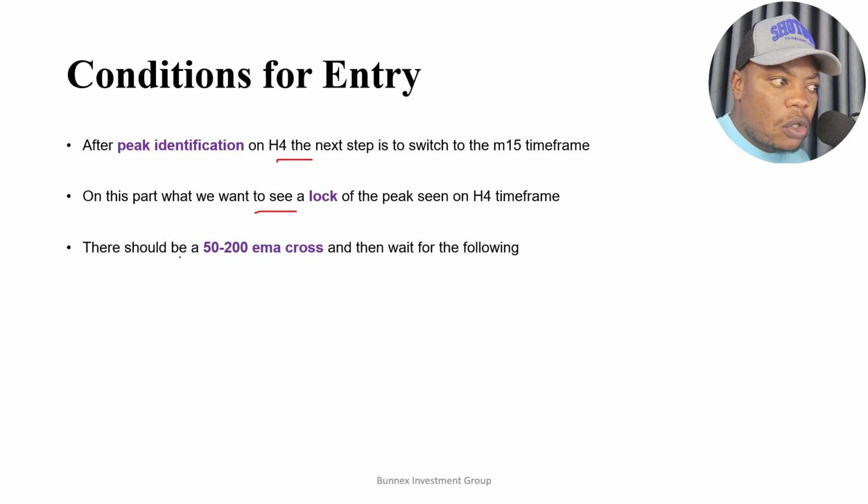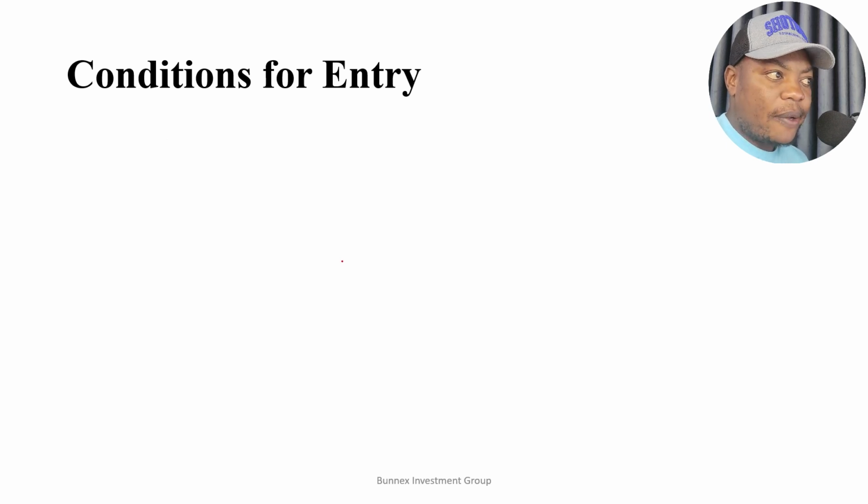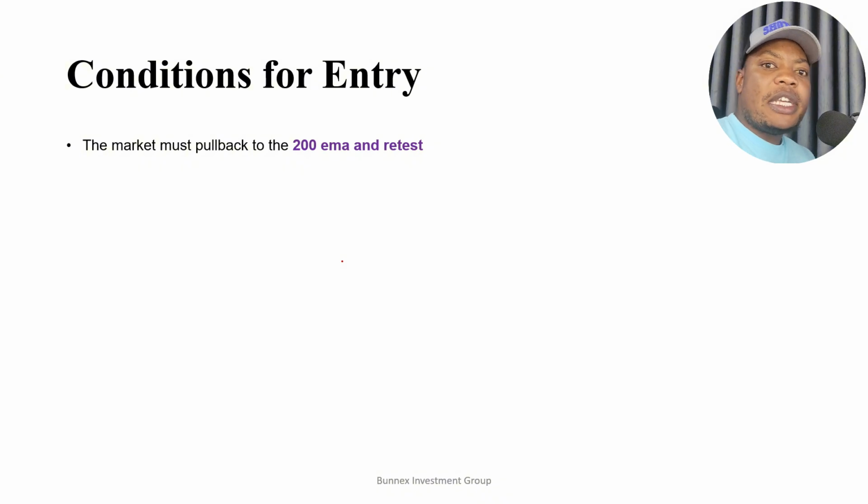A peak locks after a 50 EMA and a 200 EMA cross, and then wait for the following. So after the 200 EMA and the 50 EMA have crossed, we can say the peak that we've identified on the H4 time frame has locked, and now we must see the market makers closing off their positions, resulting in the market retracing or pulling back to the 200 EMA and retesting, right? That is the next step.